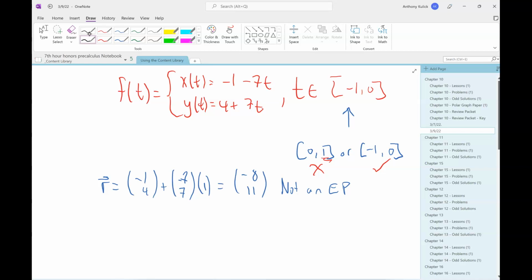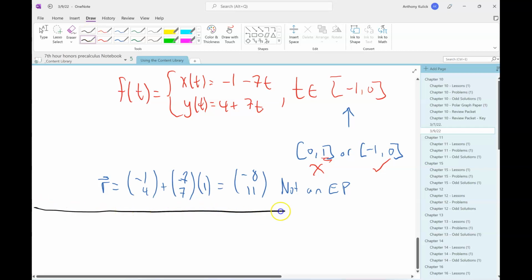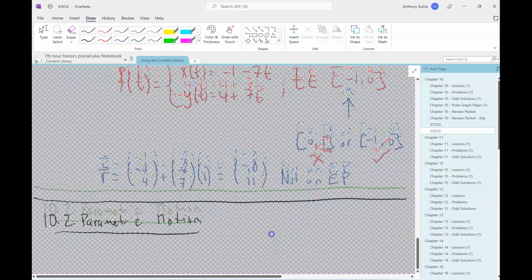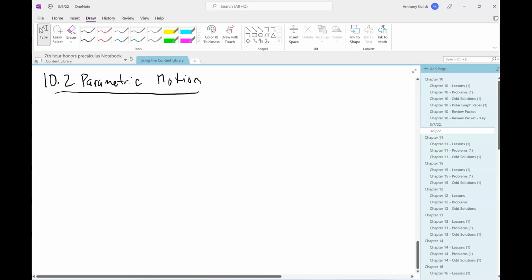All right. That finishes up 10.1 for us. Any questions on any of this stuff before we move on to 10.2? Okay. So in section 10.2, we're going to look at an application of parametric functions. The most obvious application.